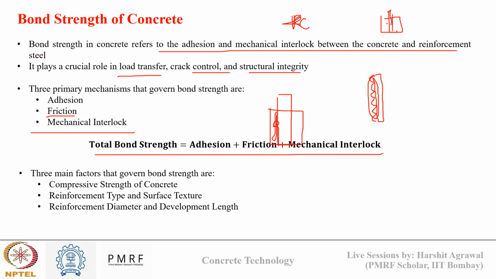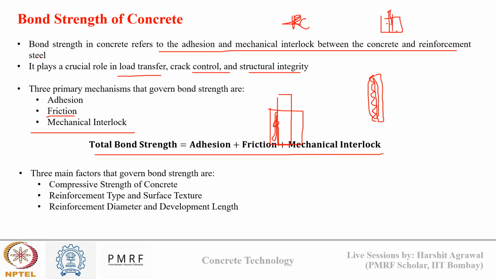Now there are three main factors that affect the bond strength. Okay, first is the compressive strength. As compressive strength increases, the adhesion of concrete with the reinforcement will increase. Why? Because the paste content will increase and thus the bond strength will increase due to better adhesion.